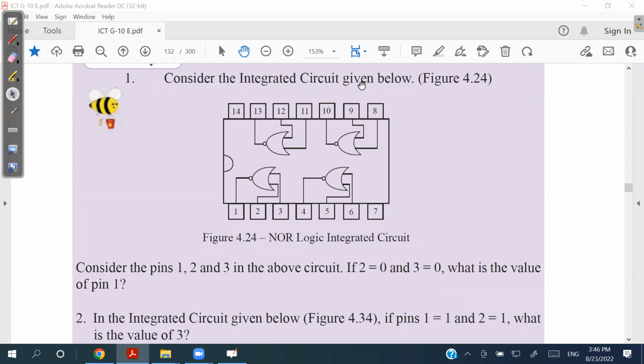So, okay, what you can see here are the NOR gates. All right, so let's see what the answers are for the questions that they have asked. They have asked, consider the pins 1, 2, and 3 in the above circuit. So that means these three pins. And they are asking, if 2 equals 0 and 3 equals 0, what's the value of 1?